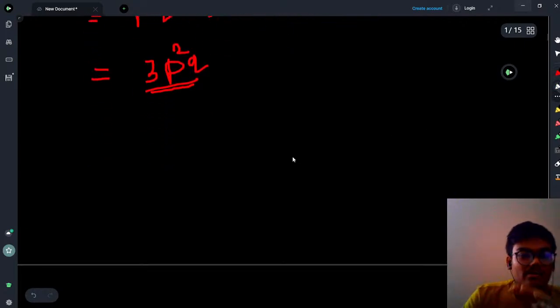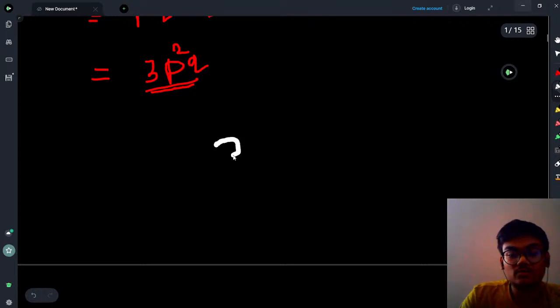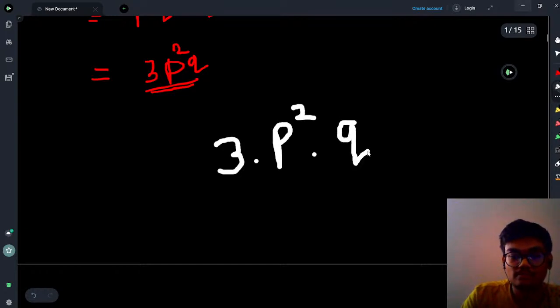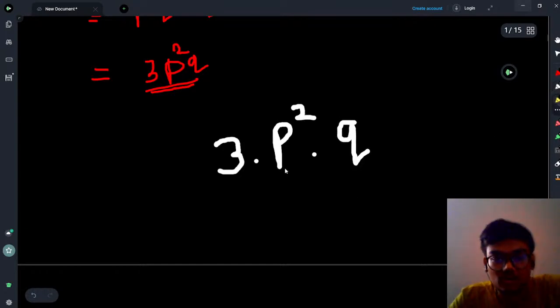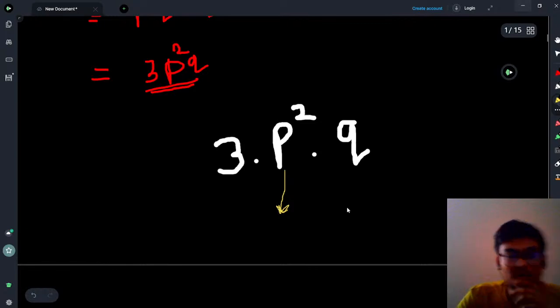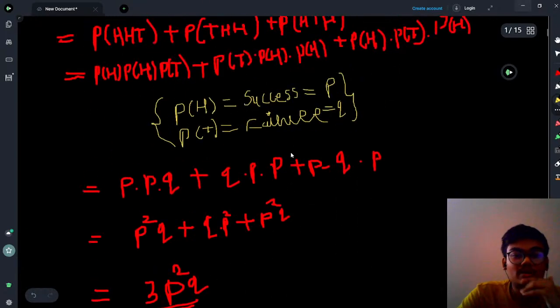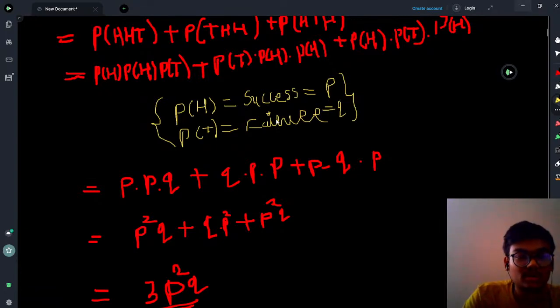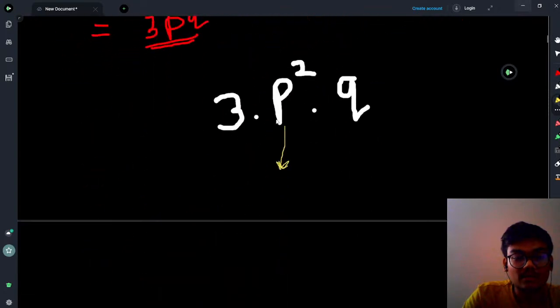So let's get inside of this formula: 3 into p square into q. Can you see anything here? No, we can't. Okay, let me tell you what we are getting here. We are getting p square. What's p? P is the success for our event, and what's our event? Our event is getting a head, and here we are getting p square.